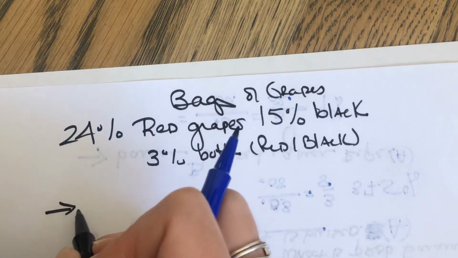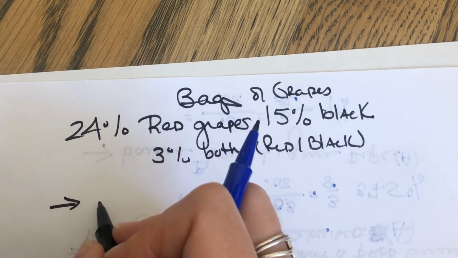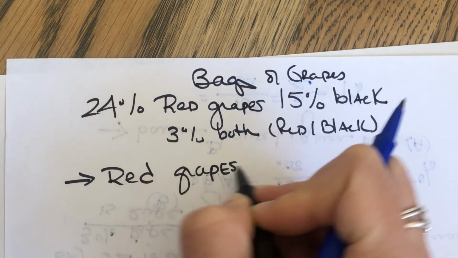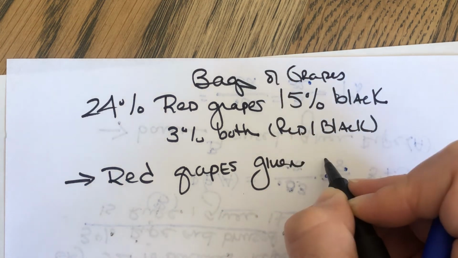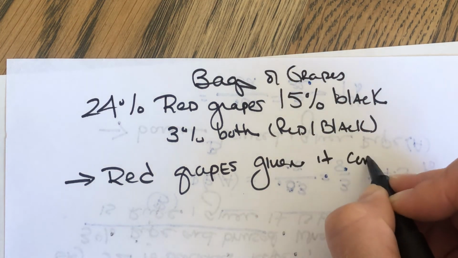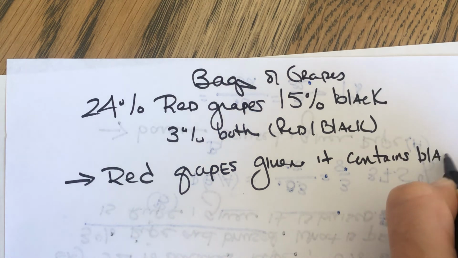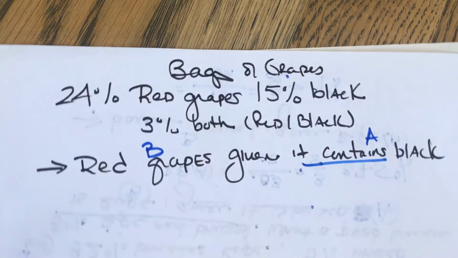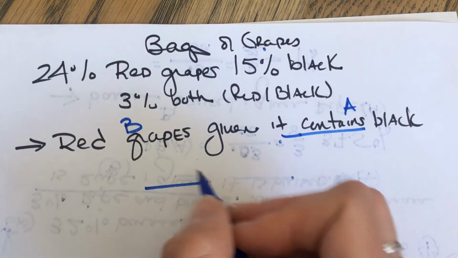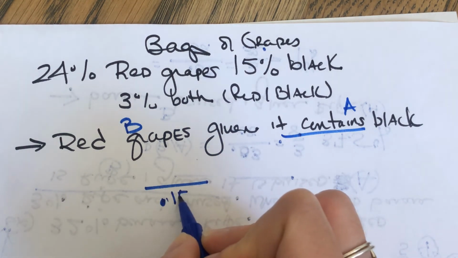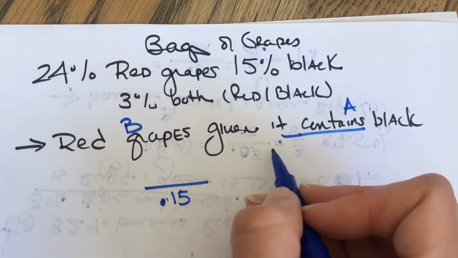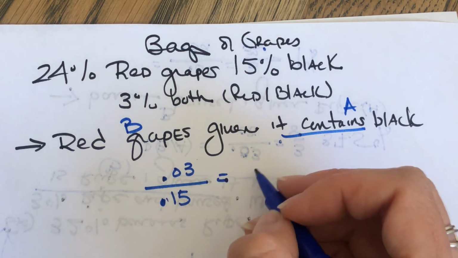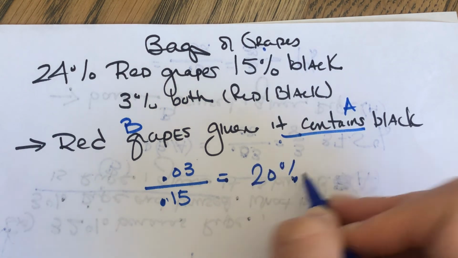Okay, so the first question I want to know, what's the probability that the bag contains red grapes given it contains black. So here you go again. This is my given. Here's my A, here's my B. The percent of black is 15, so 0.15. Red and black, because you have to put them both, is 3%. So 0.03, 3 over 15, 1 over 5, or 20%.